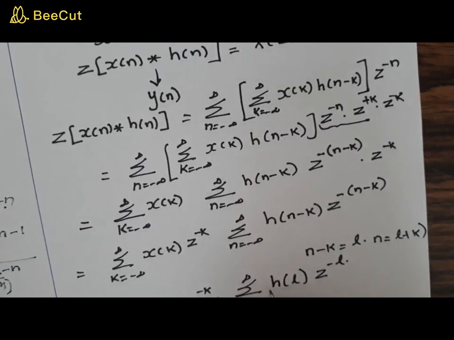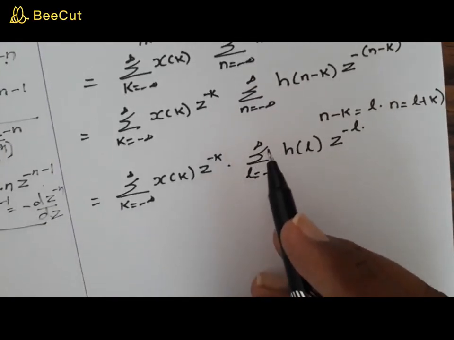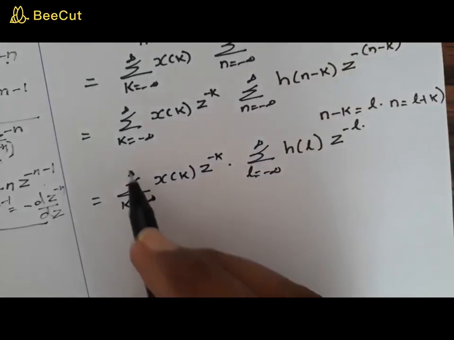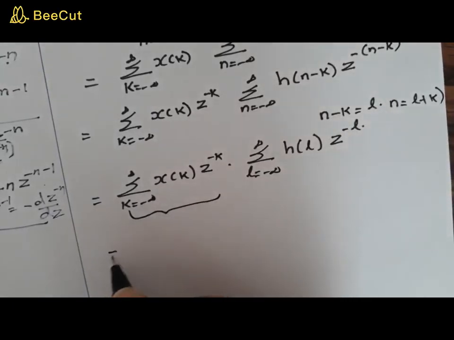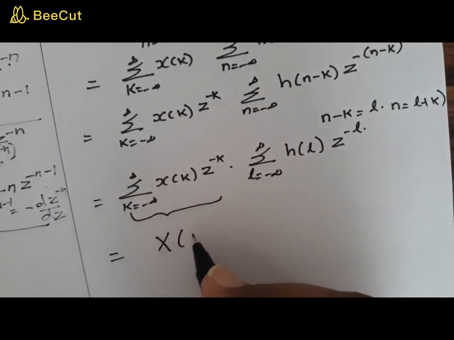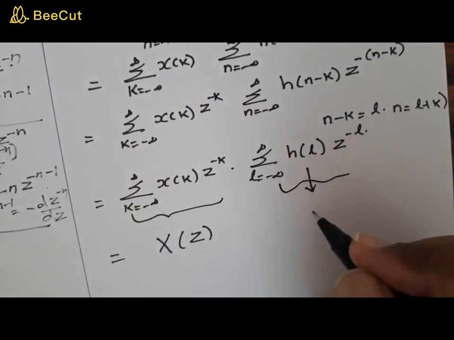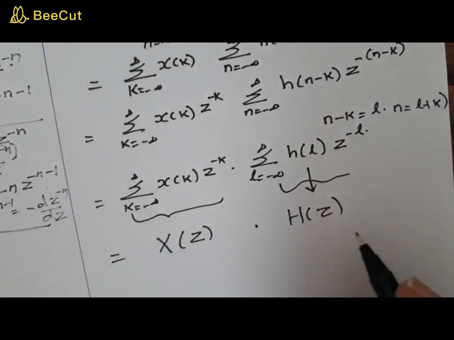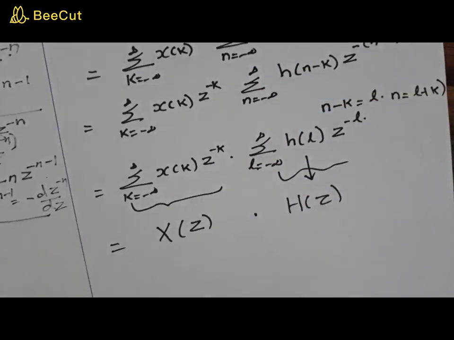So it is the same as writing sigma n equals minus infinity to plus infinity h of n into z raised to minus n. So what is this? This is actually x of z. This one is actually your h of z. So this is the product of x of z and h of z. That's the convolution property of the z transform.